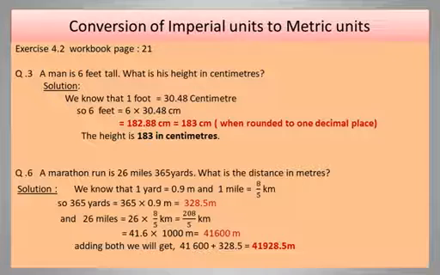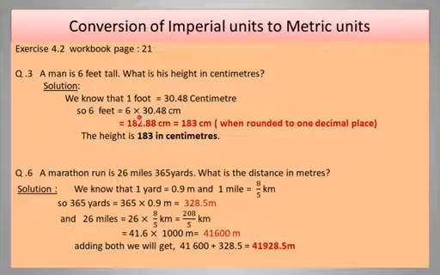Next question. Question number 3. A man is 6 feet tall. What is his height in centimeters? The solution is given below. You can see feet to centimeter. So first we took feet to meter. Now you have another conversion, feet to centimeters. So from that box you will get 1 foot equals 30.48 centimeter. So directly you can find the answer or conversion.